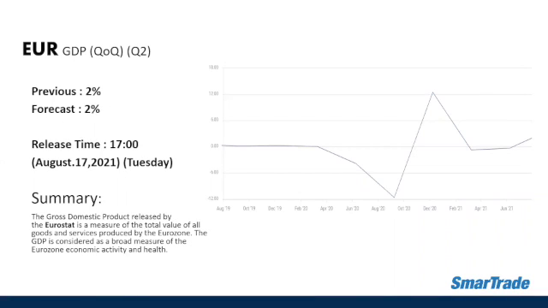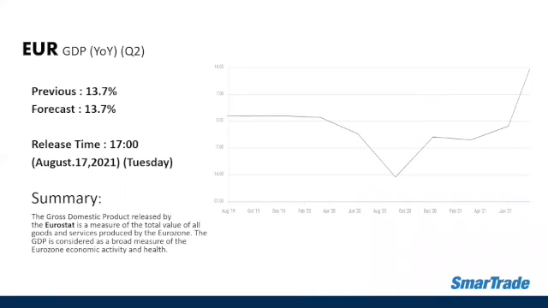Followed by the GDP for Eurozone on a quarterly basis during the second quarter. The previous data was 2% and forecasted at 2% as well. And also we have the yearly basis for Eurozone for the GDP second quarter. Previous and forecasted are the same at 3.7%. GDP data for Eurozone for quarterly and yearly basis will be released later at 5 p.m.